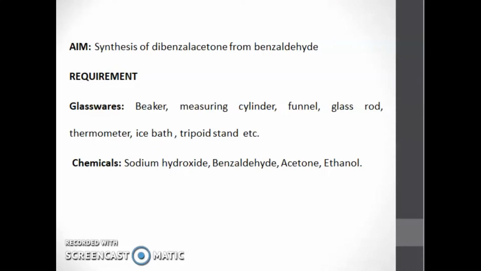Students, now we will see the requirements for today's practical, that is the synthesis of dibenzyl acetone from benzaldehyde. The glassware required are beaker, measuring cylinder, funnel, glass rod, thermometer, ice bath, tripod stand, and the chemicals required are sodium hydroxide, benzaldehyde, acetone and ethanol.